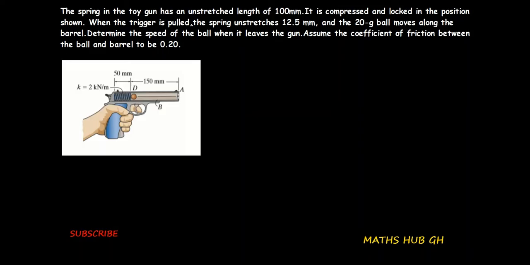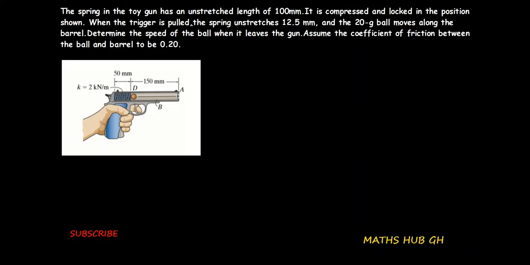When the trigger is pulled, the spring unstretches 12.5 millimeters and the 20 gram ball moves along the barrel. Determine the speed of the ball when it leaves the gun. Assume the coefficient of friction between the ball and the barrel to be 0.2. So this is the question we have.